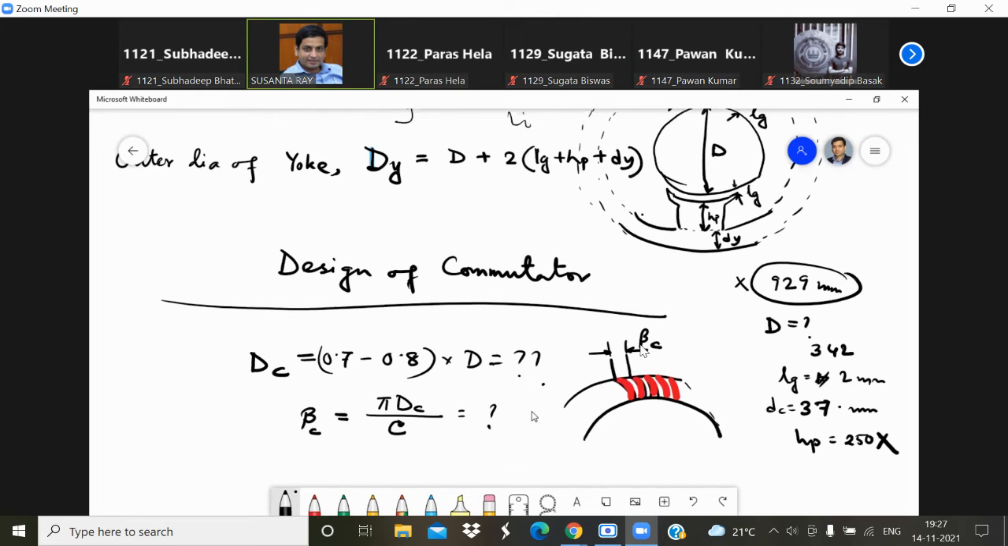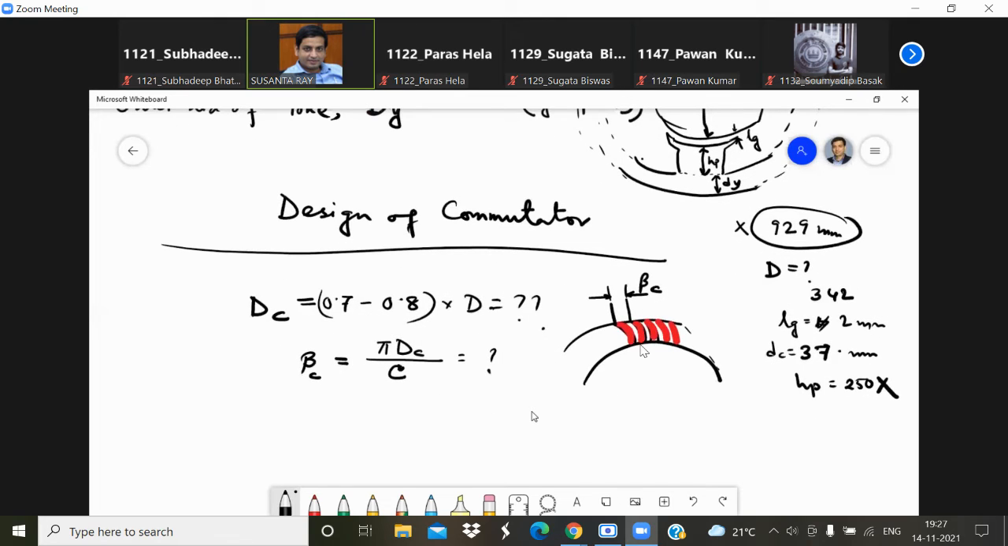In the experiment of study of AC/DC machine, in second year, you have found out this commutator pitch. Okay. So quickly find out these values.